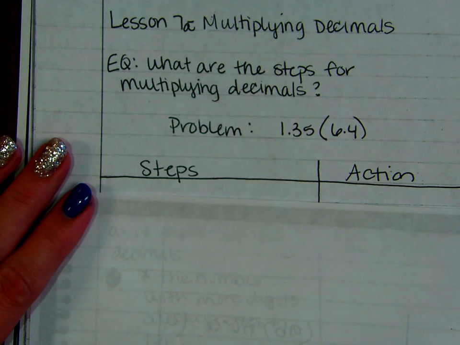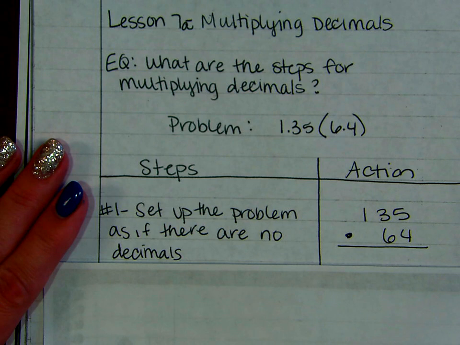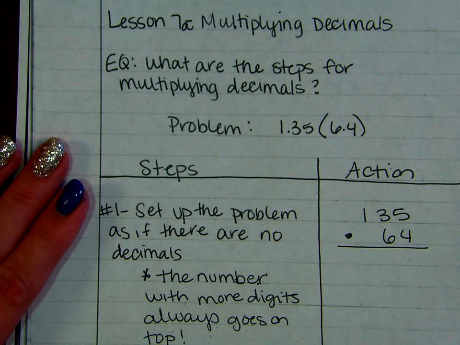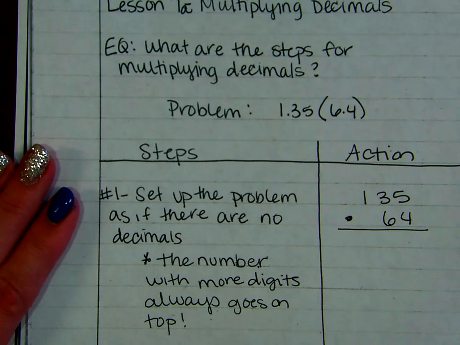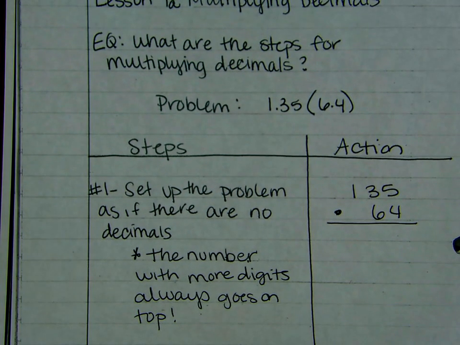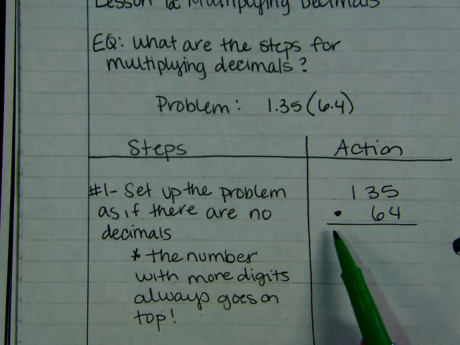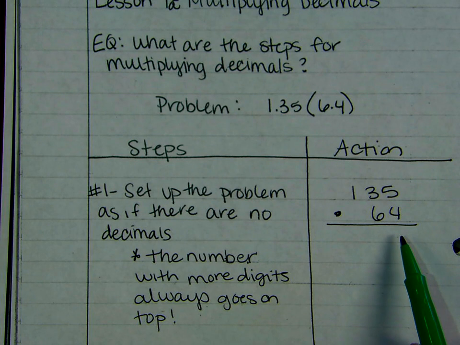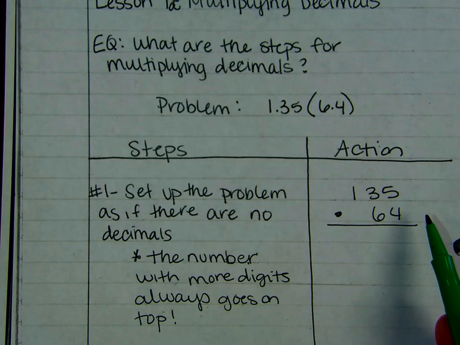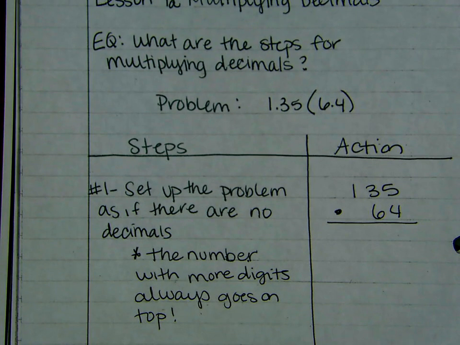Here we go. So when we are doing our very first step, we are going to set up the problem as if there are no decimals. So here, if I have the problem of 1.35 times 6.4, I, as my action, will simply write it as 135 times 64. So once again, step 1 is we are going to set up the problem as if there are no decimals.